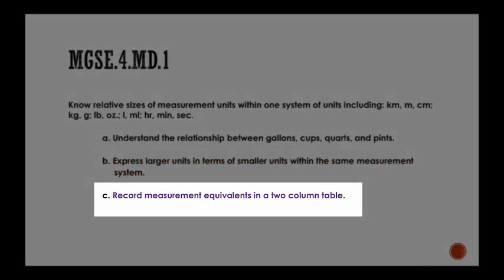Let's look at Substandard C, using a 2-column table to record measurement equivalents. This is where we will really see our standards of mathematical practice kick in. With standard mathematical practice 7 and 8, it's all about patterns and looking at the patterns and analyzing the relationship between them. When they're filling out this 2-column table, let's say 12 inches equals 1 foot, for example, then hopefully they'll start seeing a pattern as they complete the table. 24 inches equals 2 feet, and so forth. And this is the point where my students are engaging in the standard mathematical practice 7 and 8, because they're seeing that pattern emerge.